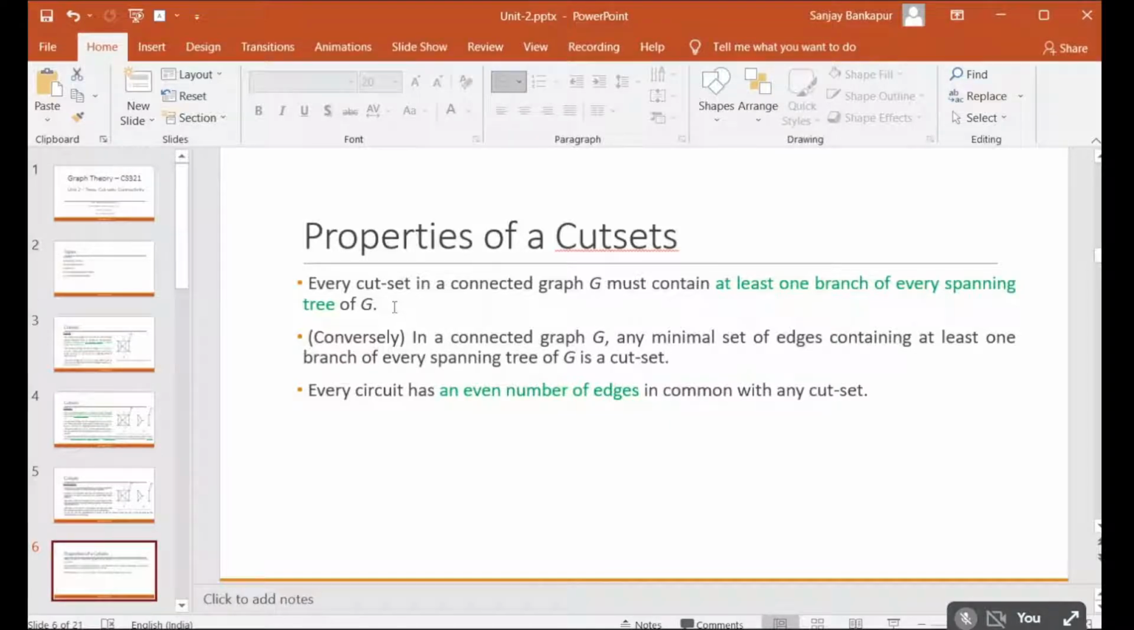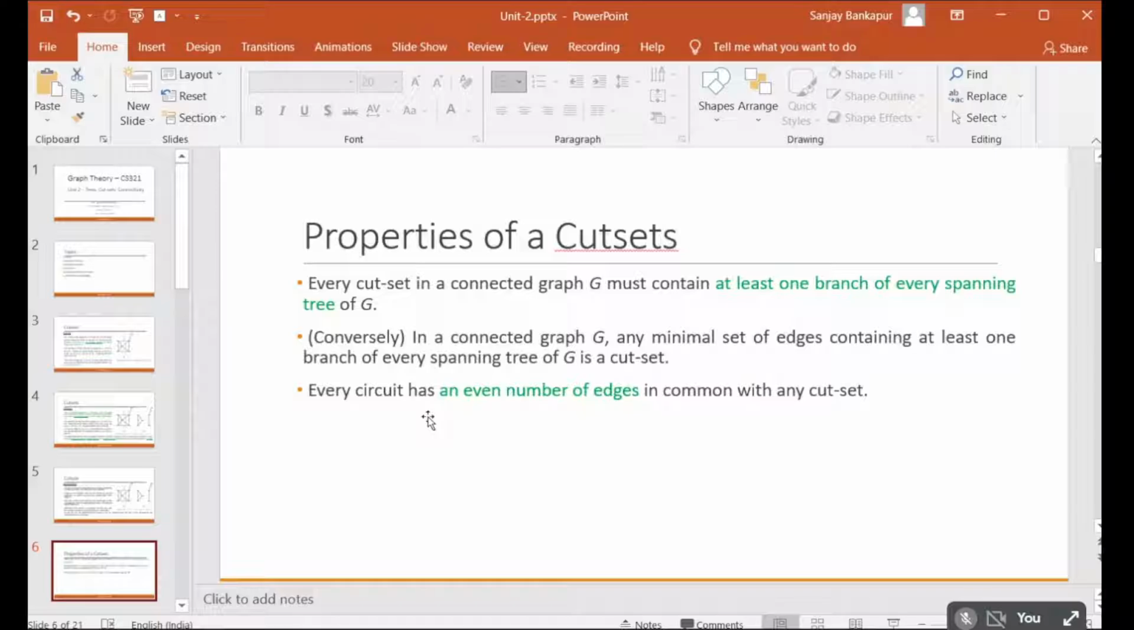And conversely, it's the same thing. The other way of saying it is, in a connected graph G, any minimal set of edges containing at least one branch of every spanning tree of G is a cut set. The word minimal set is the most important. Minimal set of edges is with respect to the given graph. And in that set, at least one branch of every spanning tree of G is present, so the minimal set having one branch is a cut set. So again, it's the same property which I just discussed, stated conversely.